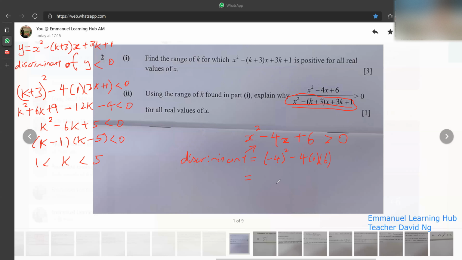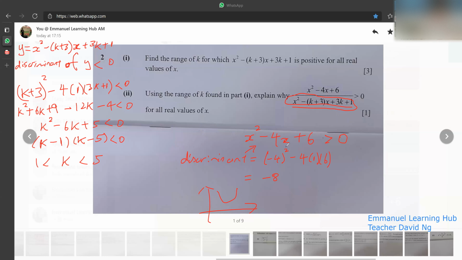My discriminant, you'll get minus 8. Okay, discriminant, you get minus 8. Discriminant is minus 8, what does that mean? That means this expression has no real roots. If it has no real roots, and positive x squared, that means this graph is going to be dangling in the air, because the discriminant has no real roots.